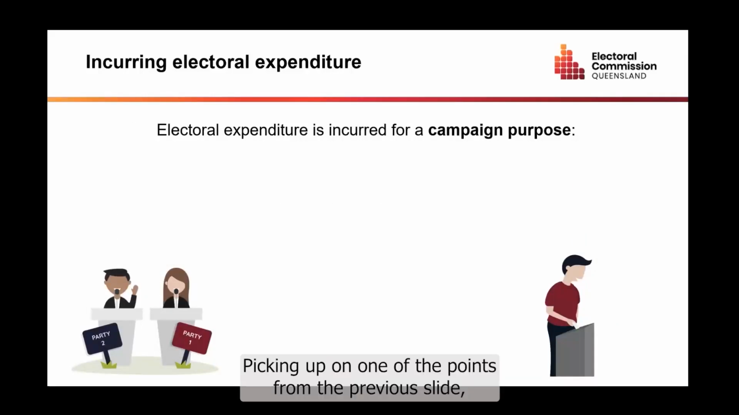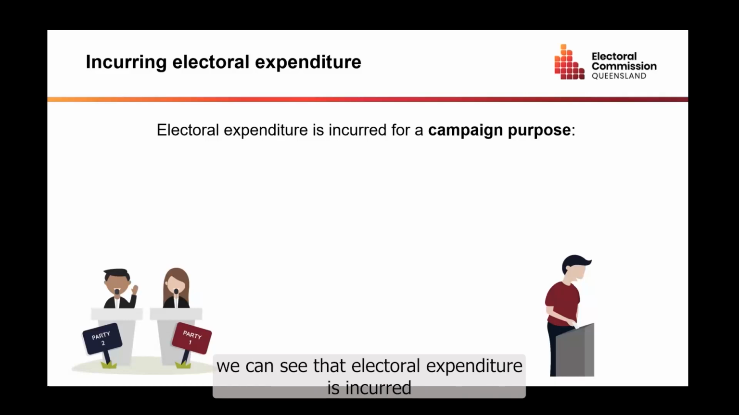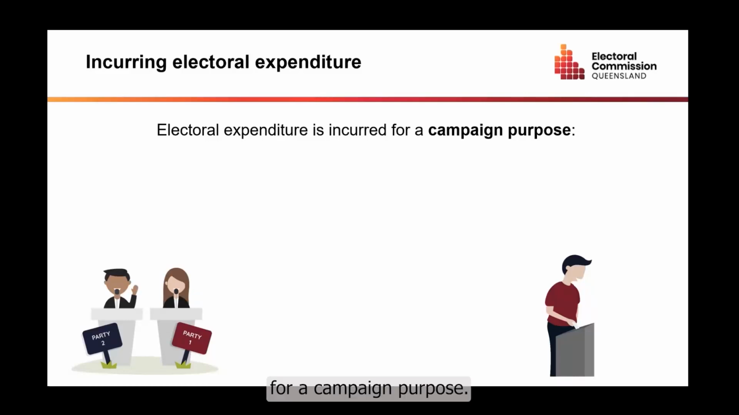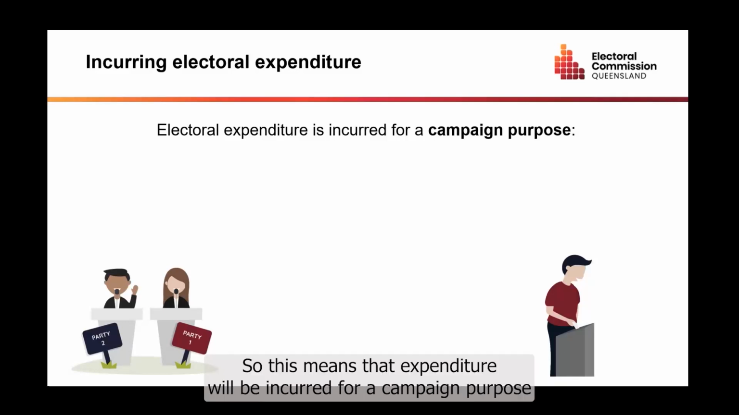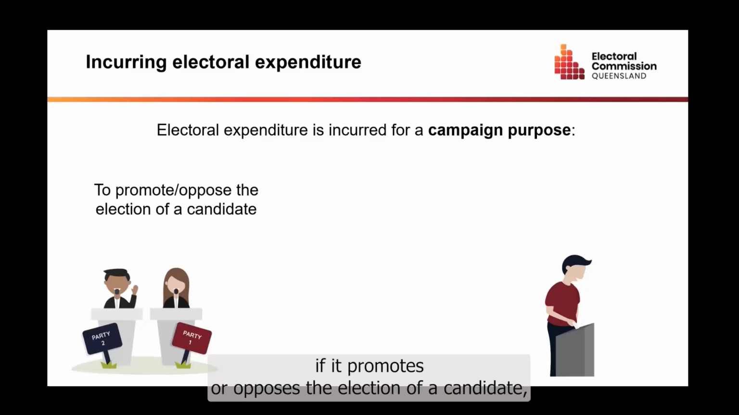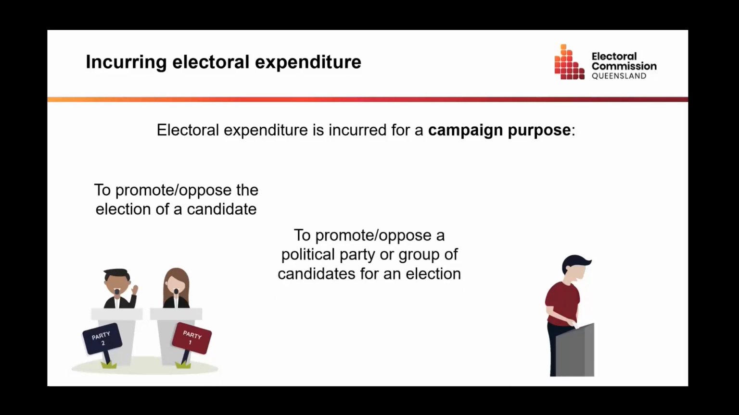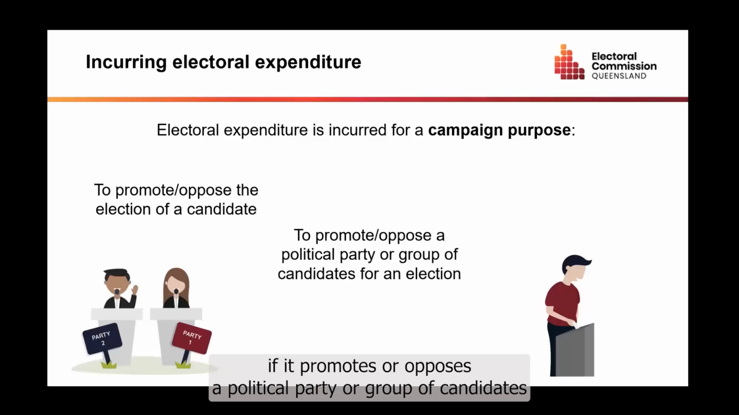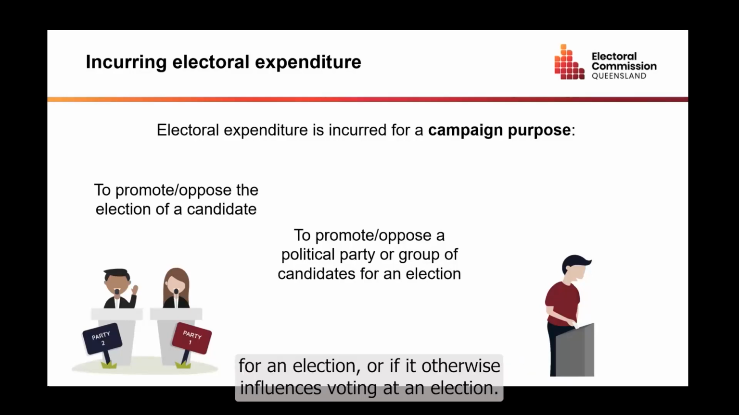Picking up on one of the points from the previous slide, we can see that electoral expenditure is incurred for a campaign purpose. So this means that expenditure will be incurred for a campaign purpose if it promotes or opposes the election of a candidate, if it promotes or opposes a political party or group of candidates for an election, or if it otherwise influences voting at an election.